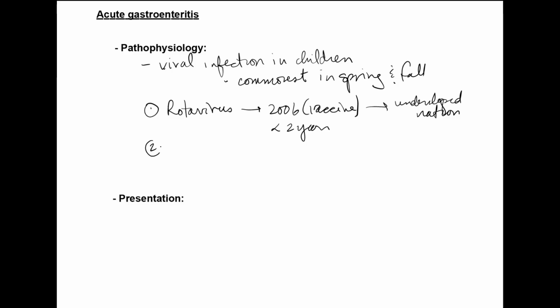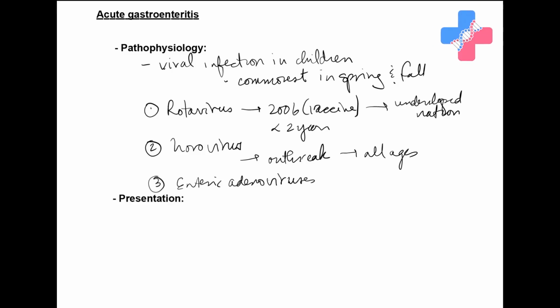We're now starting to see that the most common virus is norovirus. This is commonly associated with outbreaks from a single source, so this is where we see cruise ships and other things like that. And it affects all ages. It's a highly contagious virus. And then the third commonest are the enteric adenoviruses. And these are most commonly seen in children before age 4, and they're commoner in the summer.